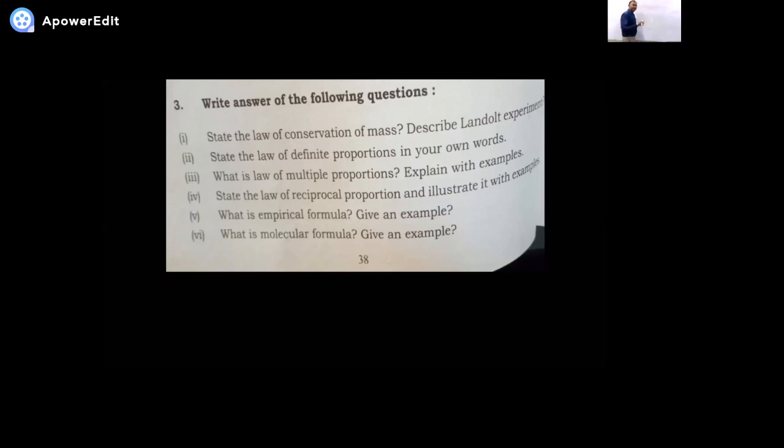For example, the most common example like glucose. What is the chemical formula of glucose? C6H12O6. This is its molecular formula. It is showing the actual number of atoms. Means we say that a molecule of glucose has 6 carbons, 12 hydrogens, 6 oxygens. So this is called molecular formula because it is showing the actual number.